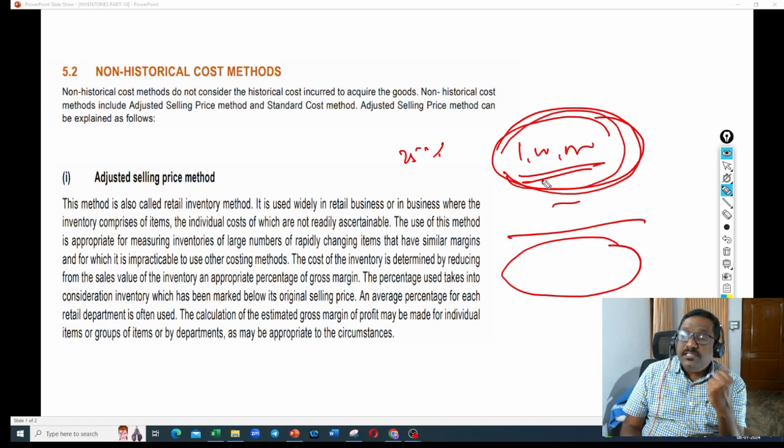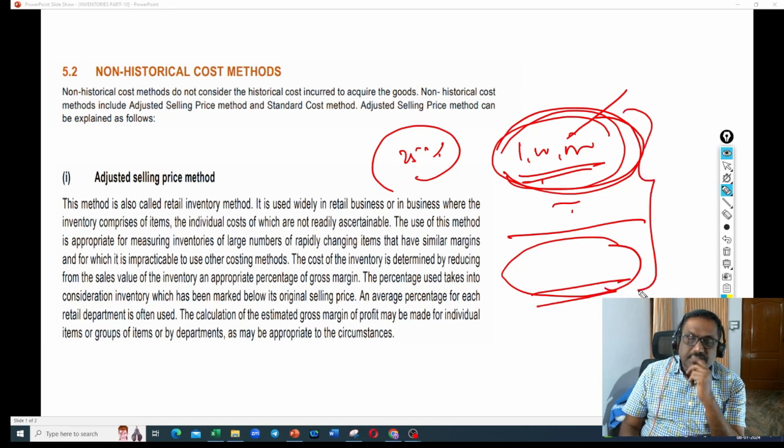How do they arrive at the cost? They will take the selling value of the closing inventory, and they know their gross margins. They will remove the gross margin out of this, and they will arrive at the cost, and whichever is less, they will take into account. Obviously, the cost will be less. Are you getting my point?